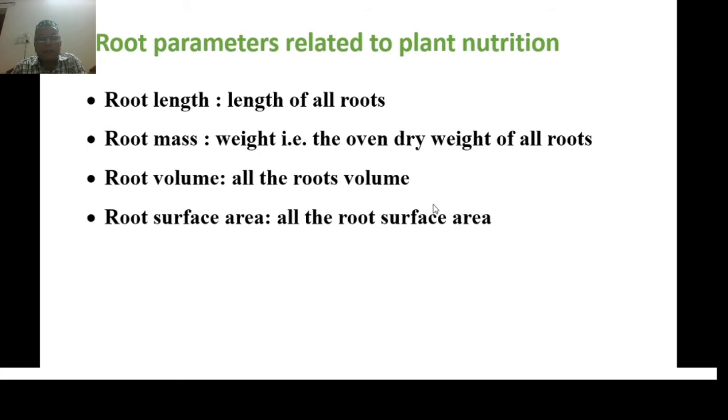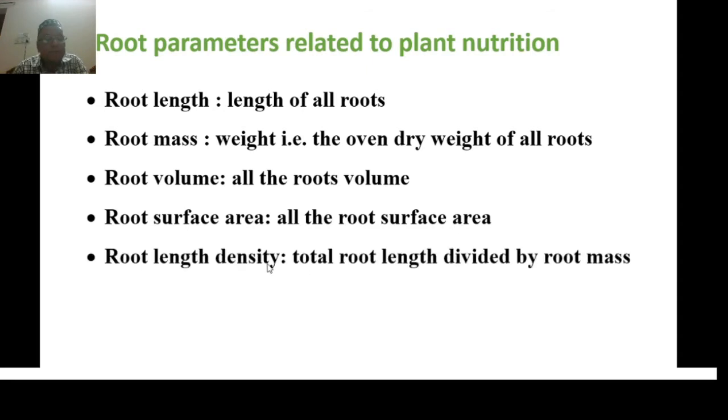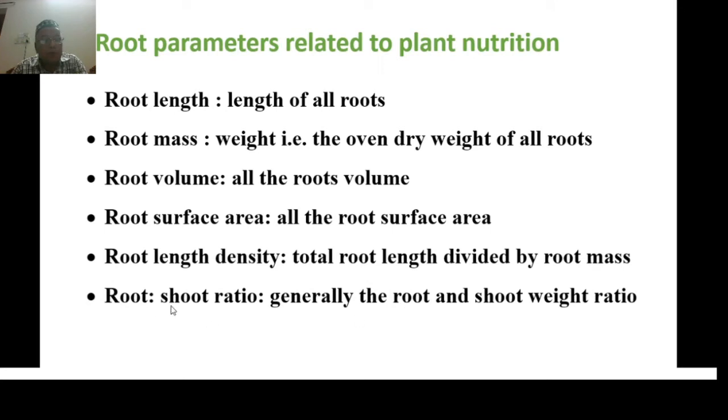This surface area can be measured by the titration method, or nowadays we can measure it by a root image scanner. The root length density is the total root length divided by root mass. Root shoot ratio is generally the root and shoot weight ratio.